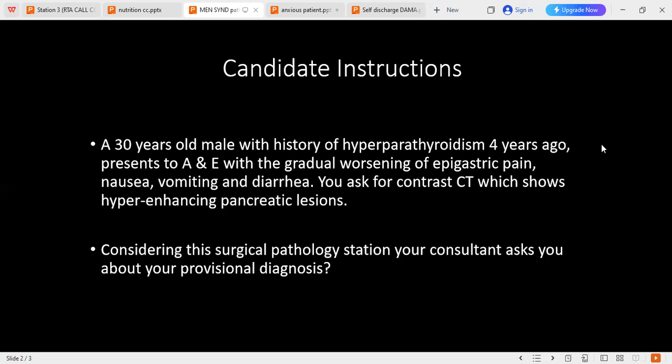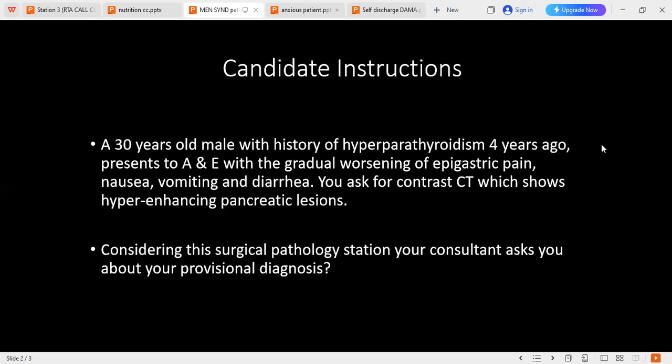What investigations would you ask for? For this patient, I'll do the circulating insulin, proinsulin, C-peptide level, parathyroid hormone level, serum calcium level, and urinary vanillyl mandelic acid level. I can do the CT scan or PET-CT.